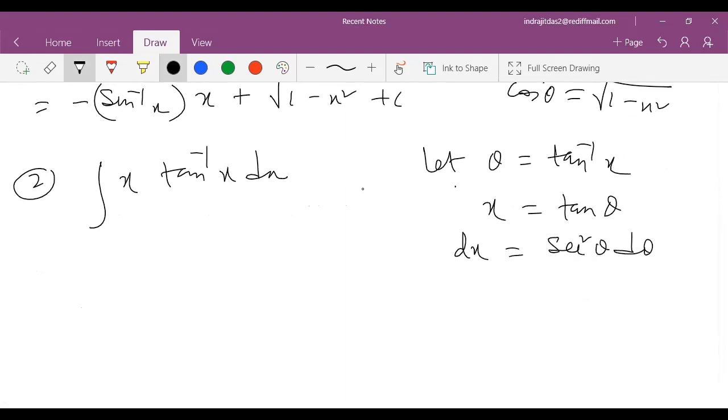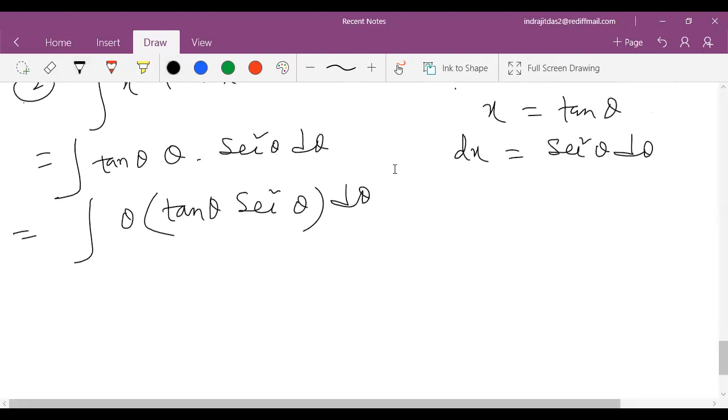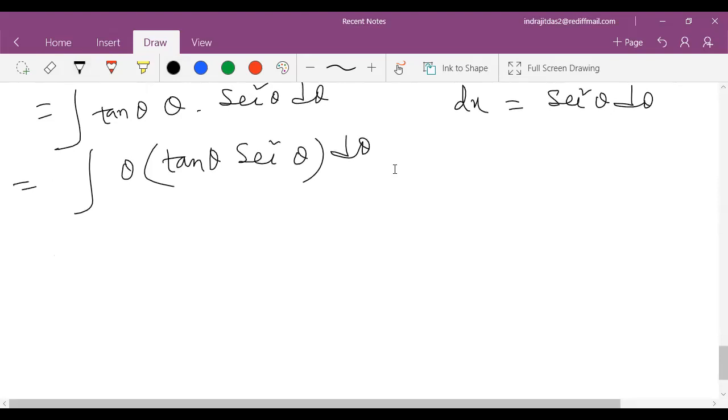So come back to the problem. Here this x is tan theta. Tan inverse x is theta. And dx is sec square theta d theta. Now we will be concentrating in this way. Theta separate, tan theta into sec square theta d theta. This part is together as a trigonometry. So again, by parts, I think we know that first we will be doing the algebra for outside.